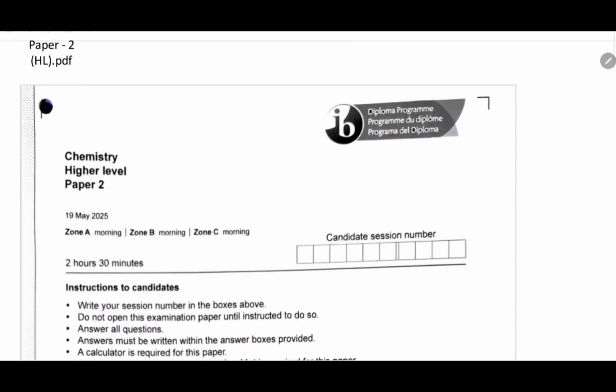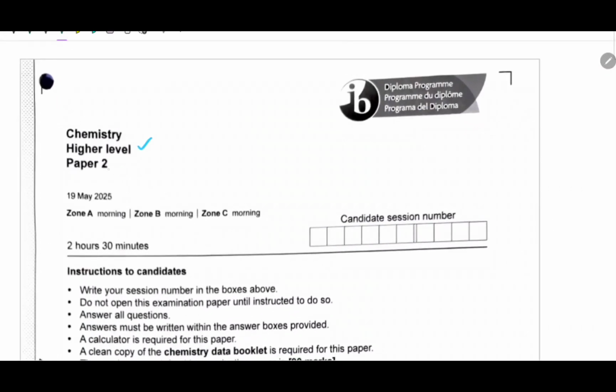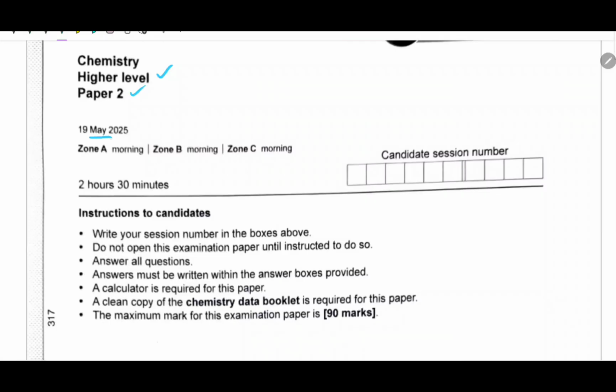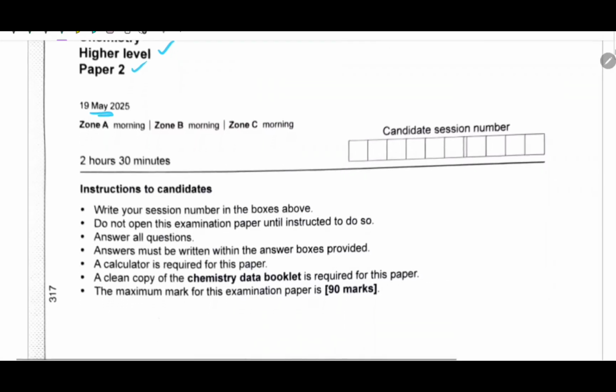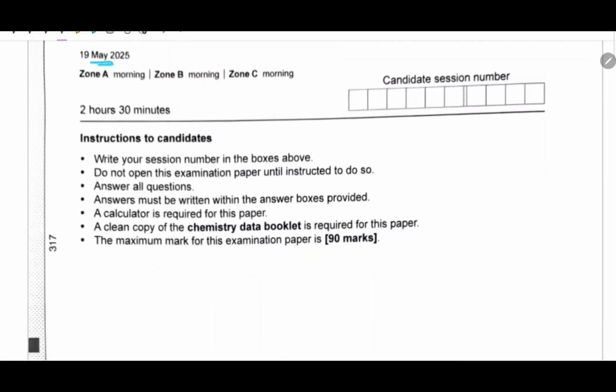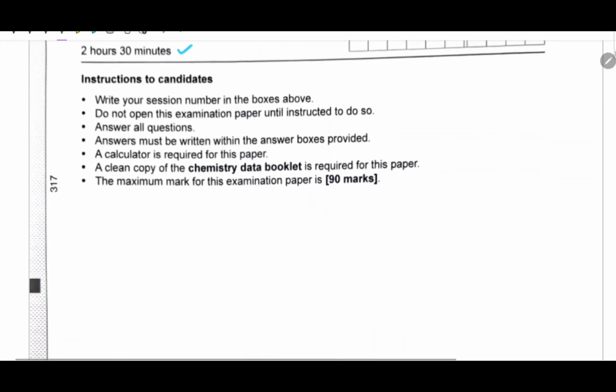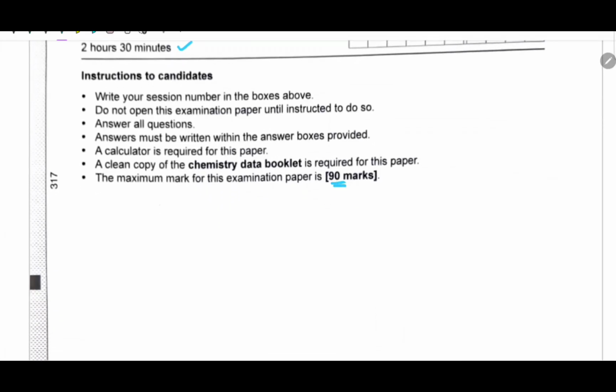Everyone, today we are going to solve Chemistry Higher Level Paper 2, which was on 19 May 2025 in the Indian subcontinent. It is a new course first paper of 2 hours and 30 minutes, and 90 marks was the total marks of the paper.